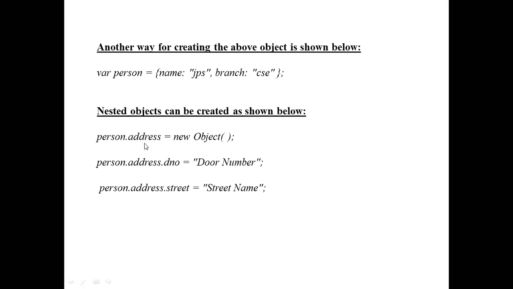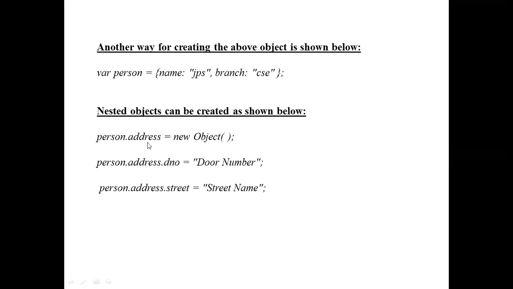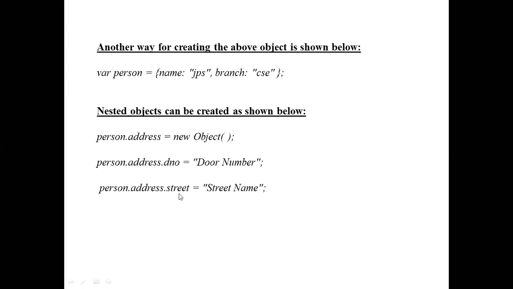So your address is the object that is nested within the person. Here we are accessing the properties of the nested object, that is address. So door number and state, these are the properties of the address object, this nested object within the person. Okay, so this is the creation of objects.